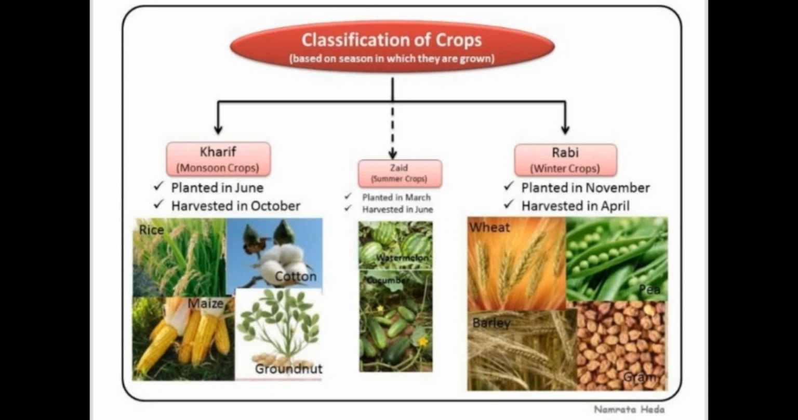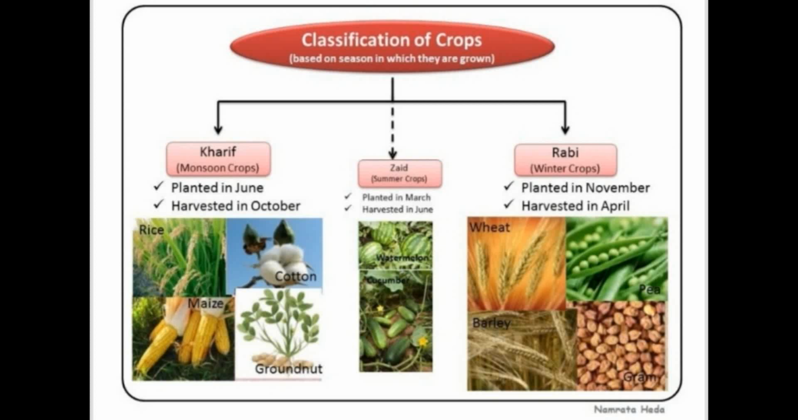And there are Rabi crops. Generally they are called winter crops. They are planted in November and harvested in April. Even though they require more humidity, crops like wheat, barley, peas and grams are grown in this Rabi season. So we have discussed it, right? These Kharif and Rabi crops generally cover the two major seasons.